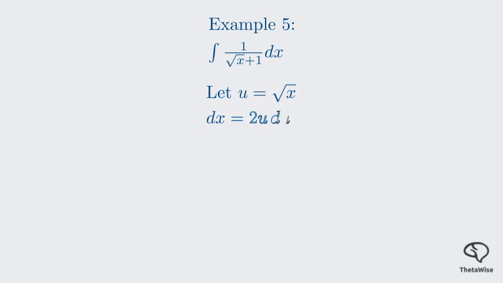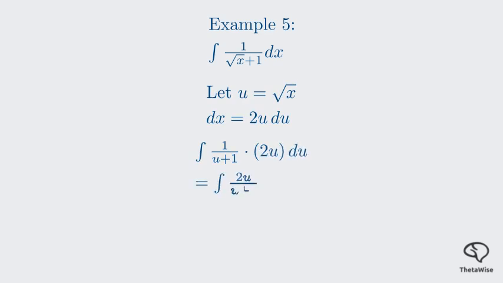We need to find the integral of 1 over the square root of x plus 1. Notice the root in the denominator. Just as before, this suggests the substitution u equals the square root of x. So we have u equals the square root of x, which means dx equals 2u du. We substitute these into our integral. The integral becomes the integral of 1 over u plus 1 times 2u du.